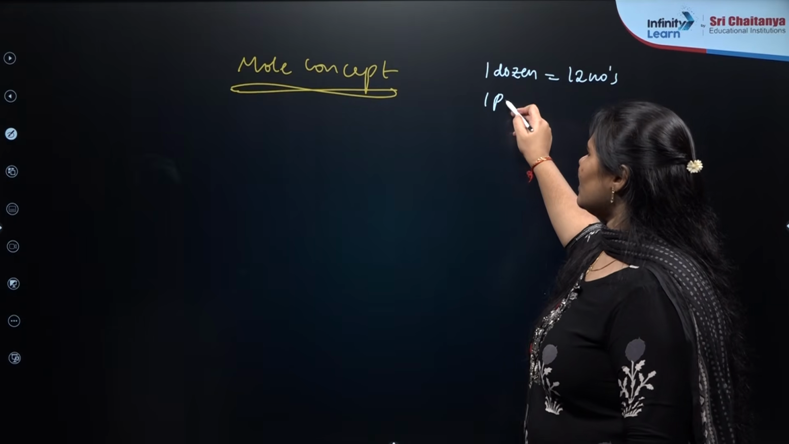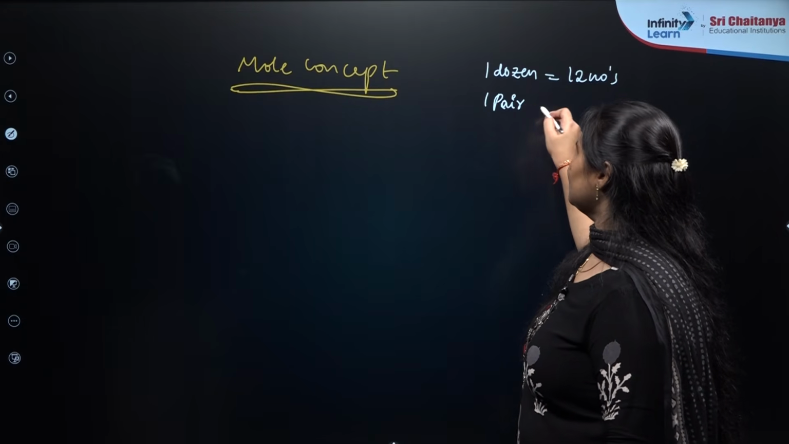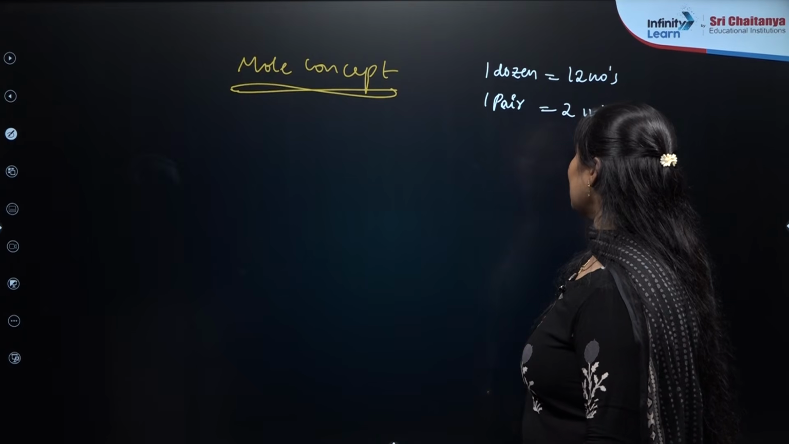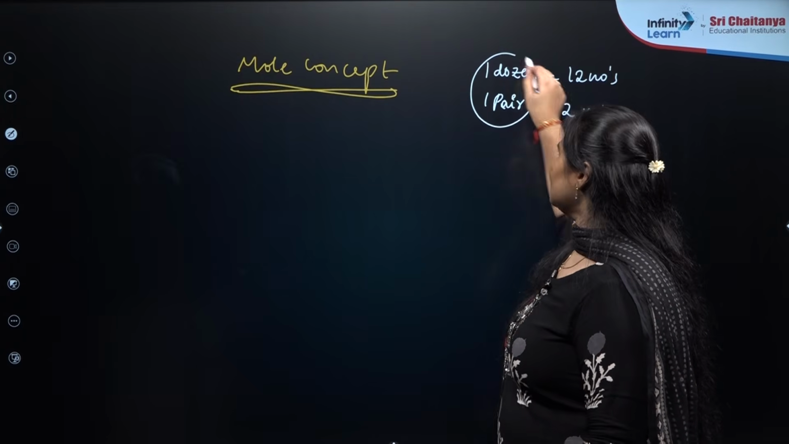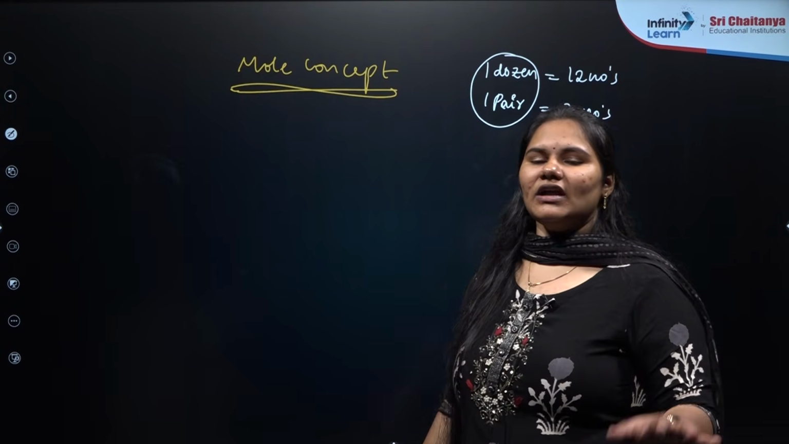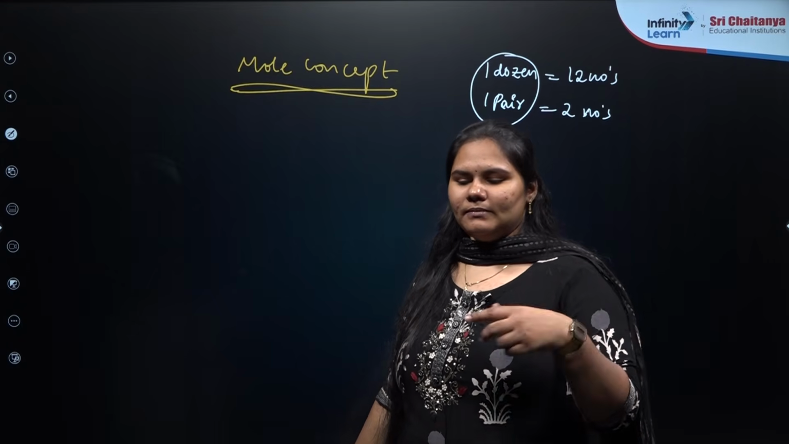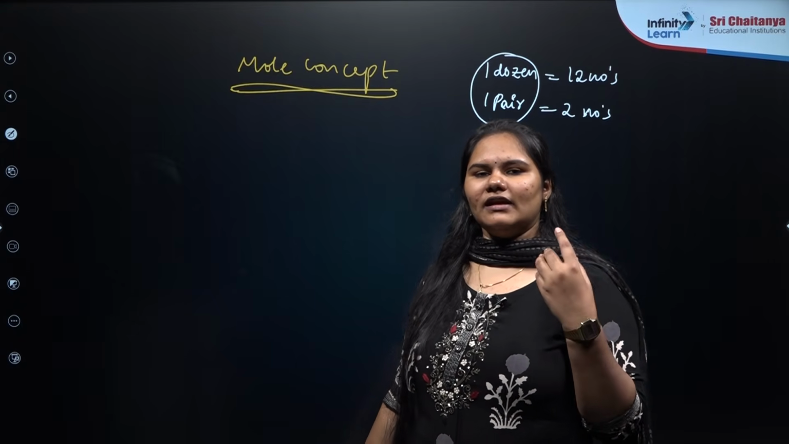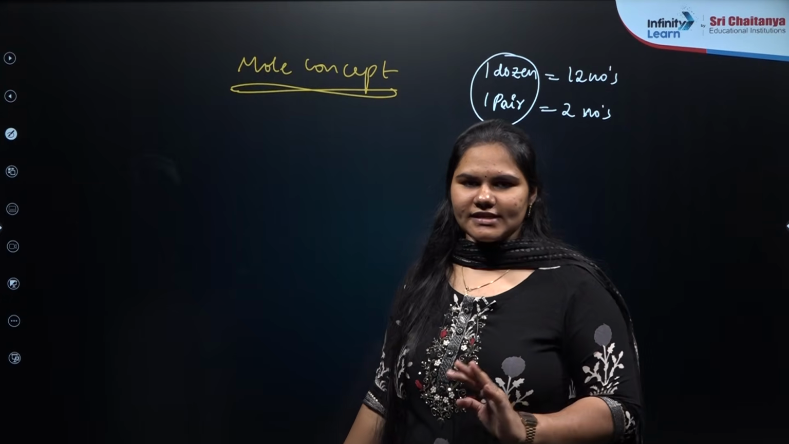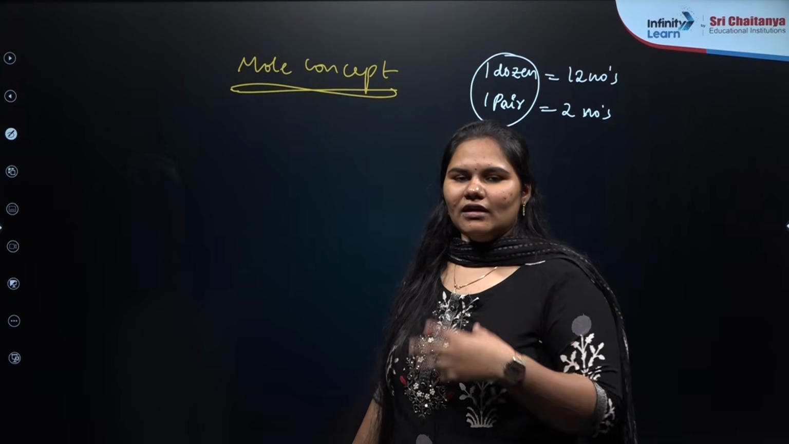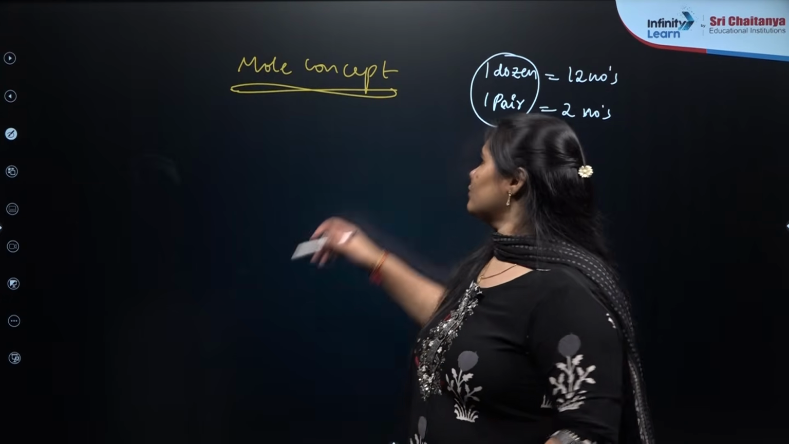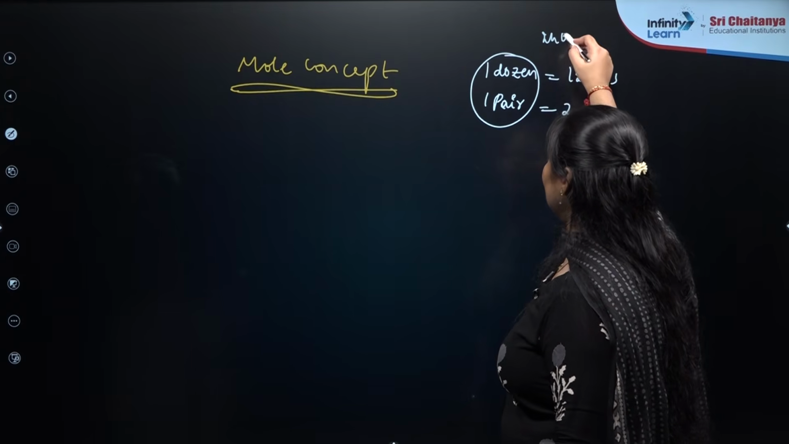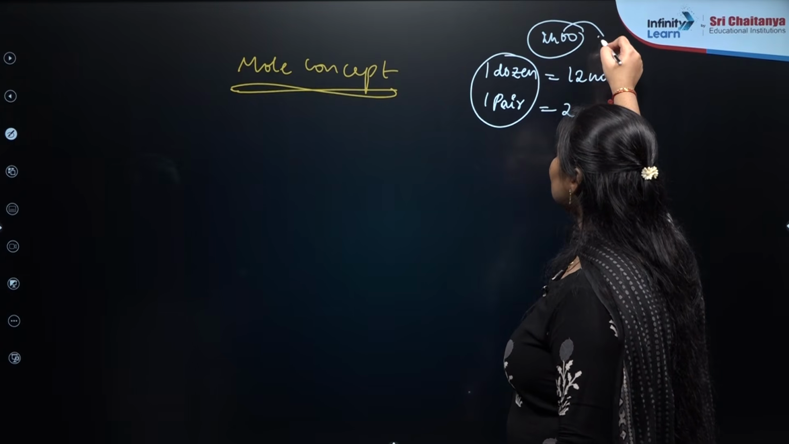And we also use one pair. What does one pair represent? Two numbers, right? So why are we using this terminology for our simplification? Because if it is 12, it's fine. But if I needed something like around 2400 eggs, I can't keep that value as a big number because 2400 feels big for me. What will I do? I'll convert into dozens.